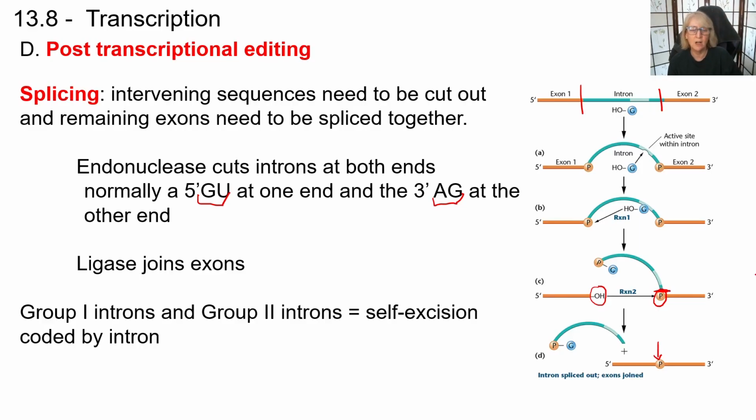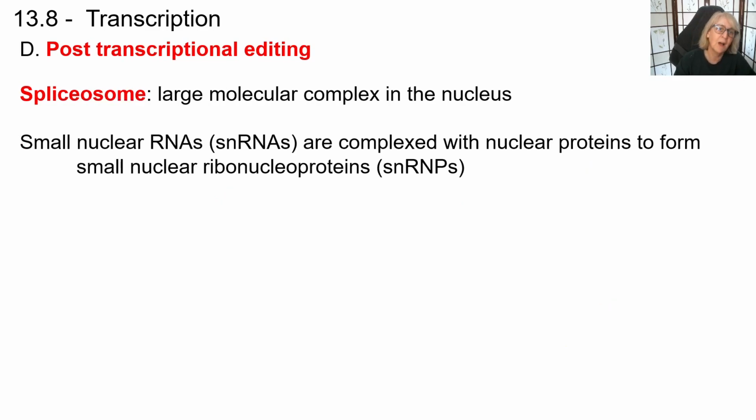Some introns, group 1 and group 2, can self-excise themselves. That's actually coded for by the intron itself, so the intron removes itself. I also have inside the nucleus giant proteins, sometimes bigger than a ribosome, called spliceosomes. These are made up of small nuclear RNAs, snRNAs, which are put together, we say complex, but they're built together with nuclear proteins to form small nuclear ribonucleoproteins, or snRNPs.